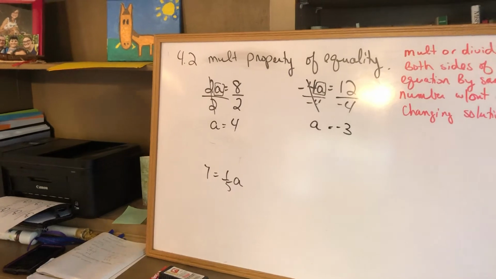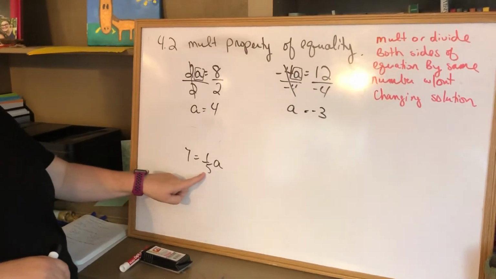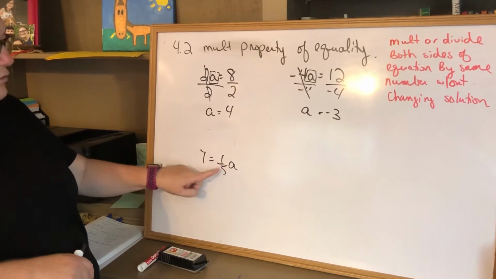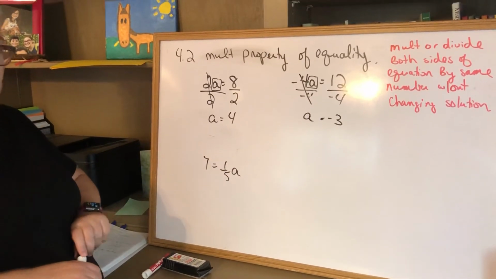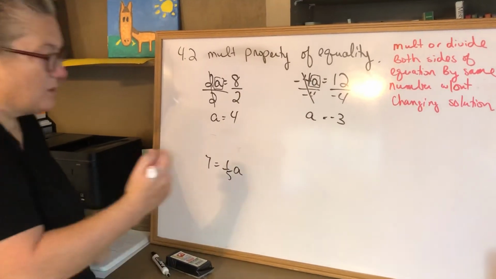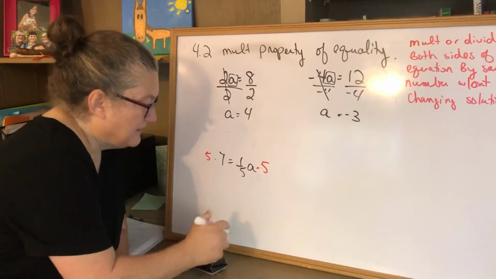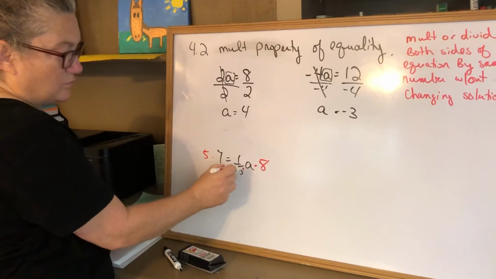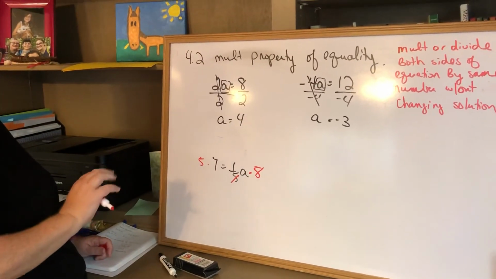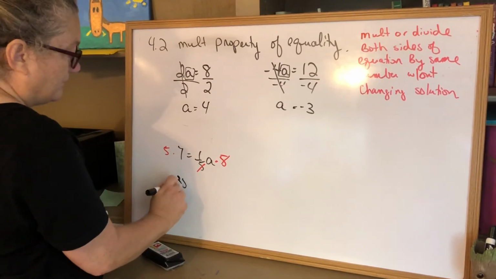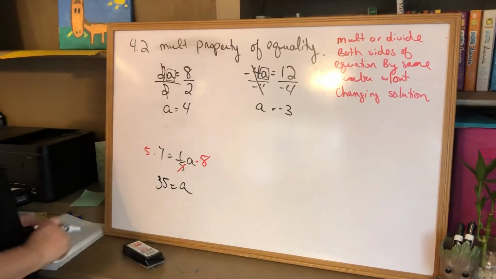Okay, so moving down here, we have a fraction, and this is telling us that we have 7 equals 1/5 a. Well, what's the reciprocal of 1/5? Would be 5. So we could multiply both sides of this by 5, and then this 5 makes this one go away because it's really 5 over 5. And we have 5 times 7, which is 35, equals a.